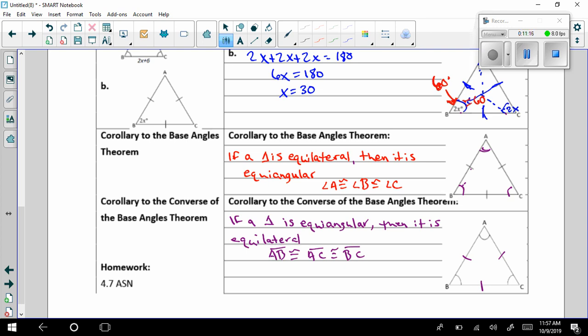So those are even a little bit simpler to solve because you can pick any two sides and set them equal, any two angles and set them equal, or set an angle equal to 60, depending on what you're trying to do with that problem.